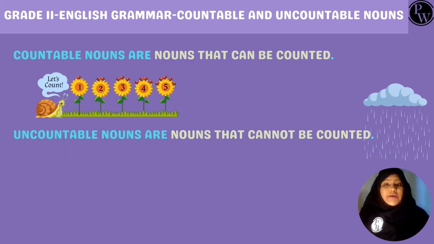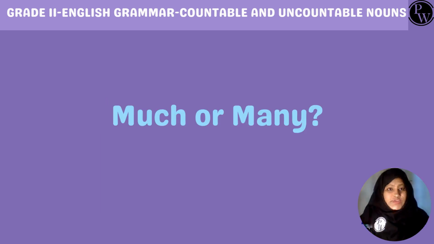Exactly, little buddies. So, countable nouns are the ones we can count, like trees and books. Uncountable nouns are the ones we can't count individually, like rain and honey. Easy peasy, right? Want to discover when to use much or many?